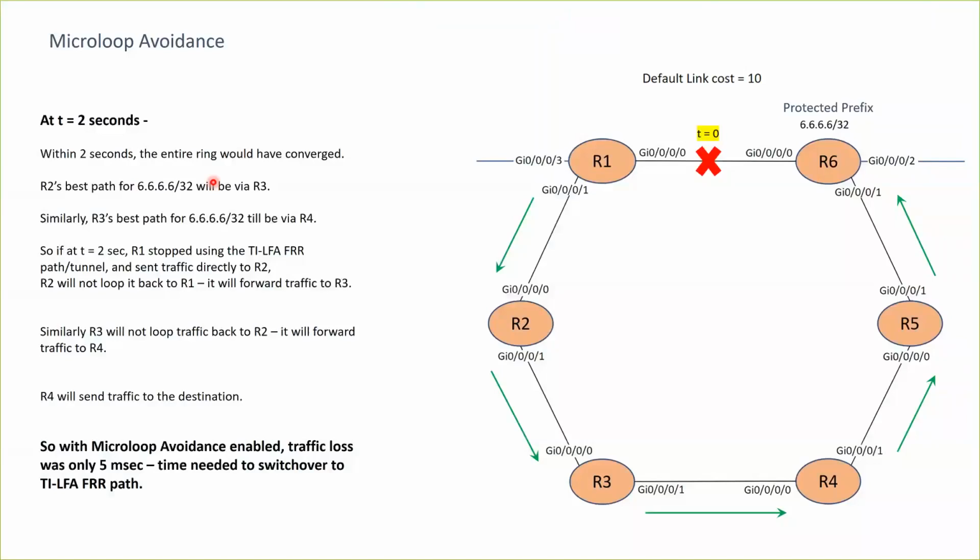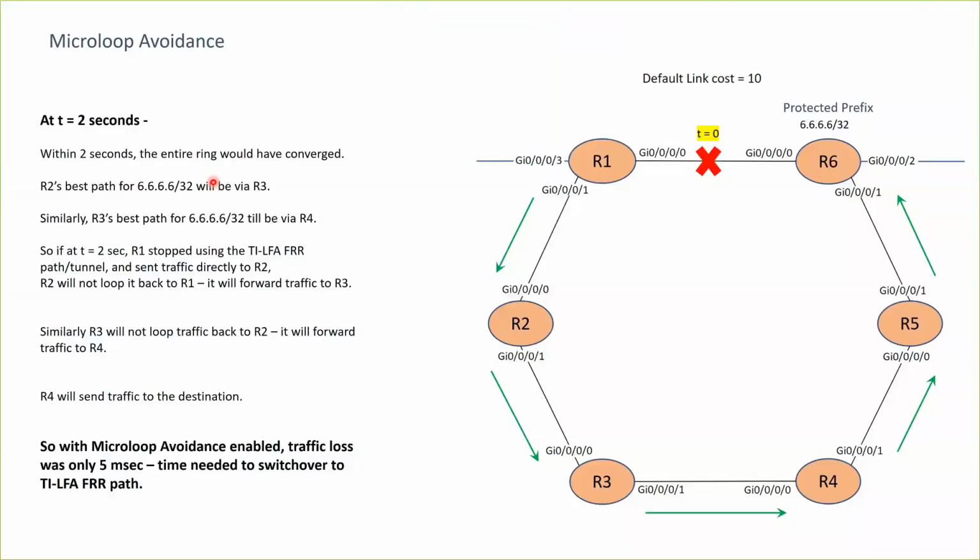But once the R1 to R6 link goes down, it already has this path. Correct. One level of FRR has been programmed. There is one more path available. Then after the reconvergence happens, that path will become the backup path, right? Yes, yes. Okay, now that you brought up the point, right?